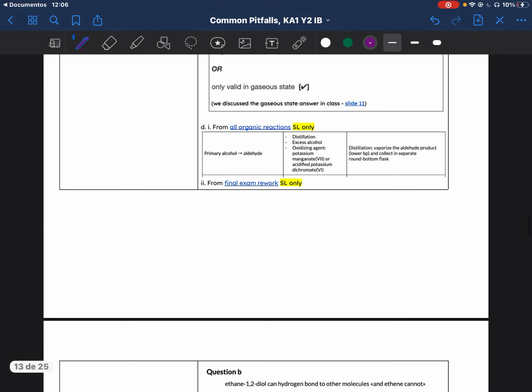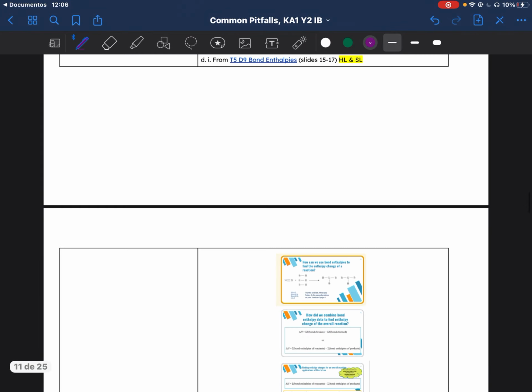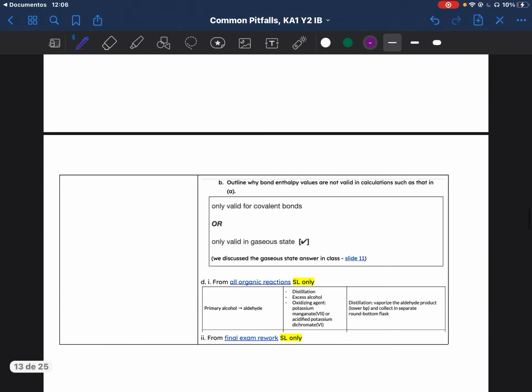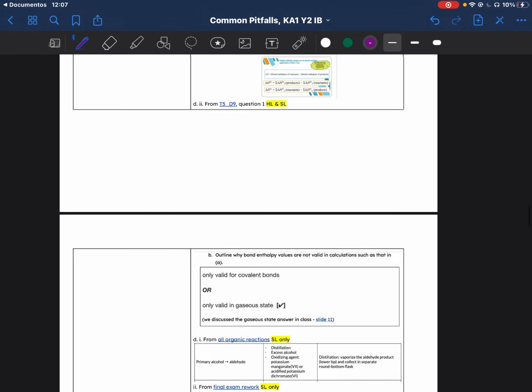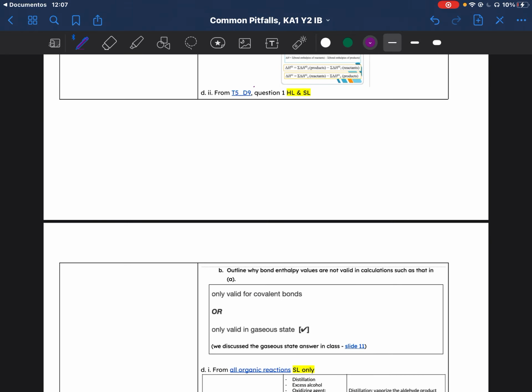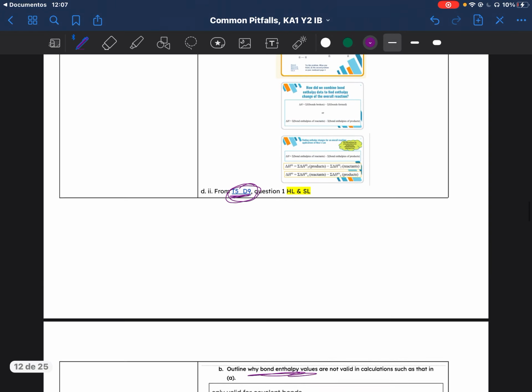We had actually just seen a question like that. You could have gotten that just from the definition, but we'd also just seen a question like that in T5 day 9, where we saw bond enthalpy values are not valid if not everything is a gas. So you just got a chance to practice that.